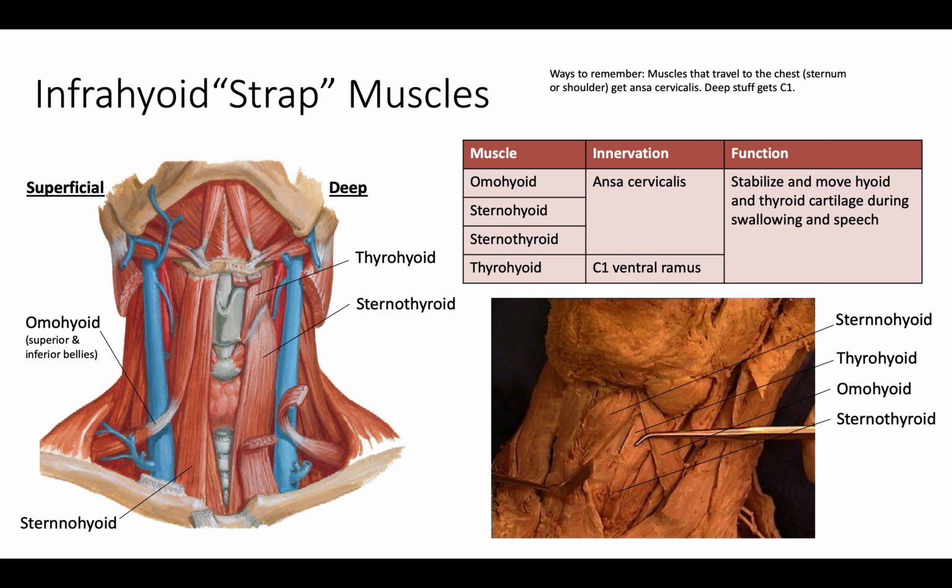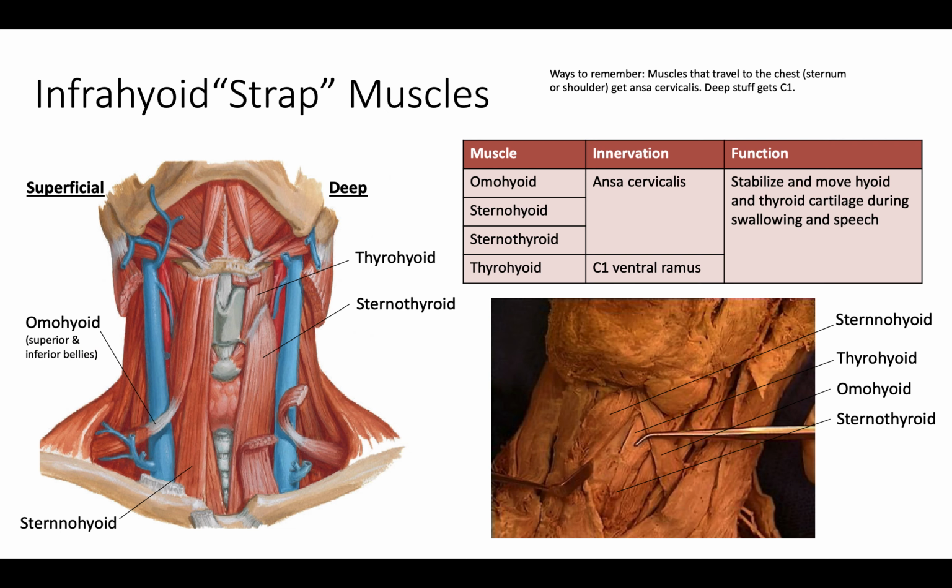Our infrahyoid, our strap muscles, these are going to be innervated either by ansa cervicalis or C1. And so they're called strap muscles. They kind of look like seat belts. They're going from the hyoid down. So the way I remember the innervation here is anything attaching to the sternum, I think of to the chest, so to the sternum or to the shoulder, is going to be ansa cervicalis.